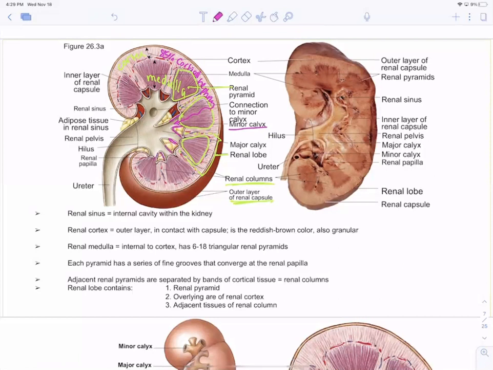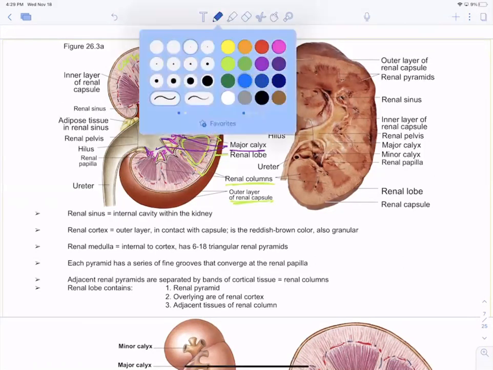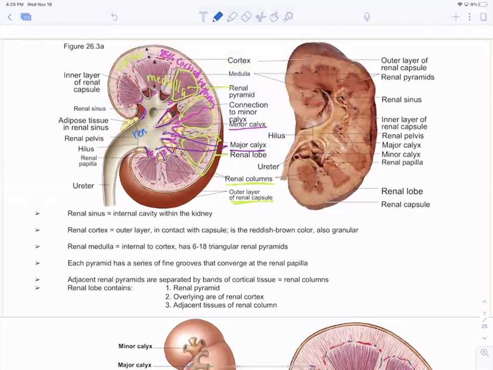All of these. So these tubes right here, these are all minor calyces. And then the minor calyces will join into a bigger tube, and that's going to be referred to as a major calyx. So the major calyces are going to be here and here. They're the bigger tubes. And then all of the major calyces are going to merge here in what is called the renal pelvis. And then the renal pelvis just narrows to actually become the ureter.